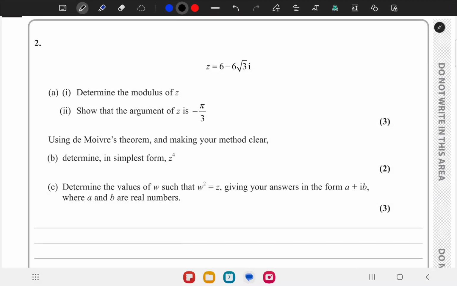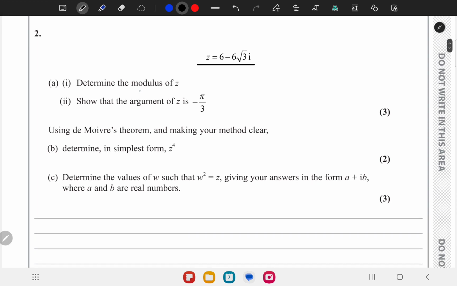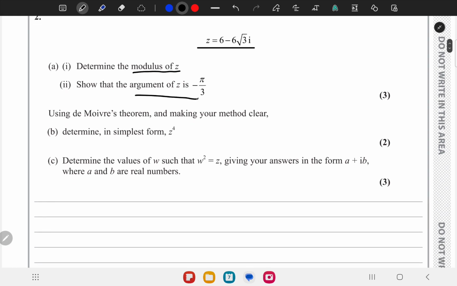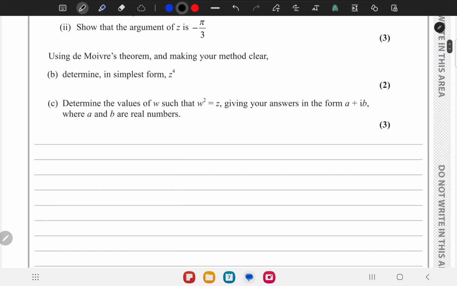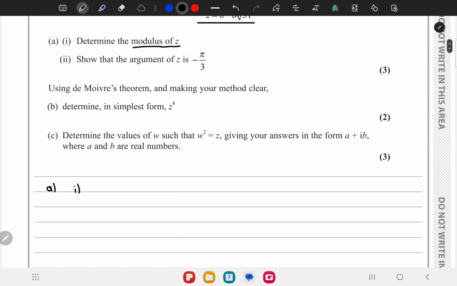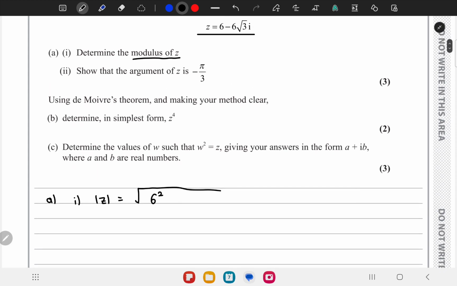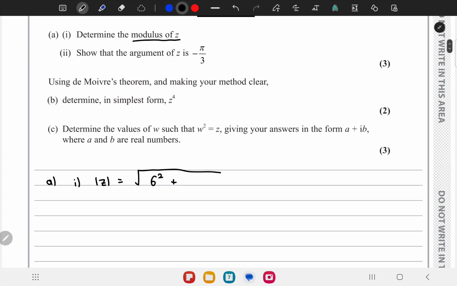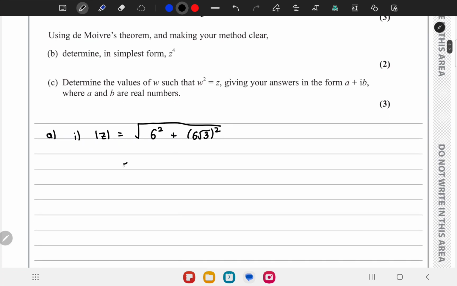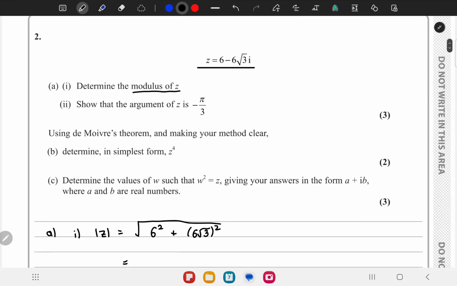Now in question number 2, we are given this complex number and we have to find the modulus of it, and we have to show that its argument is minus pi by 3 in part A. So if we do that, the modulus of z will be root over its real component, which is 6, plus its imaginary component 6 root 3, both of them squared. In here we are basically using the Pythagorean theorem.